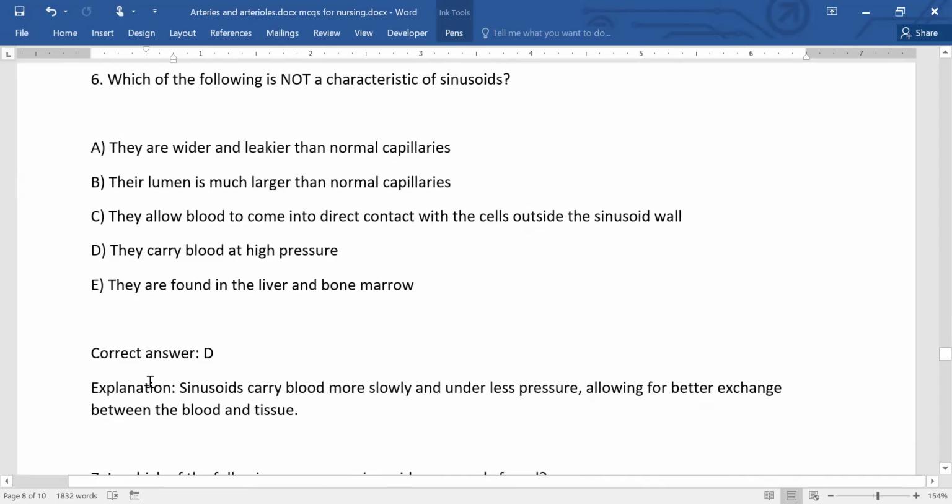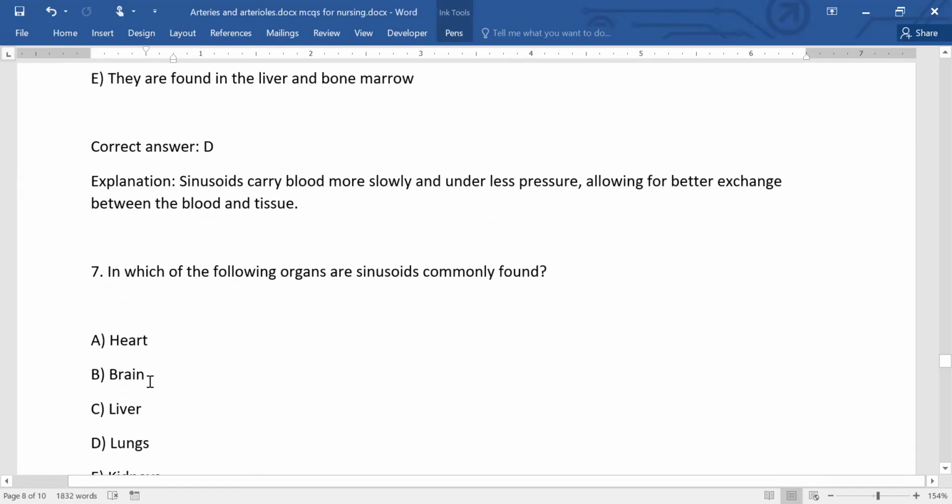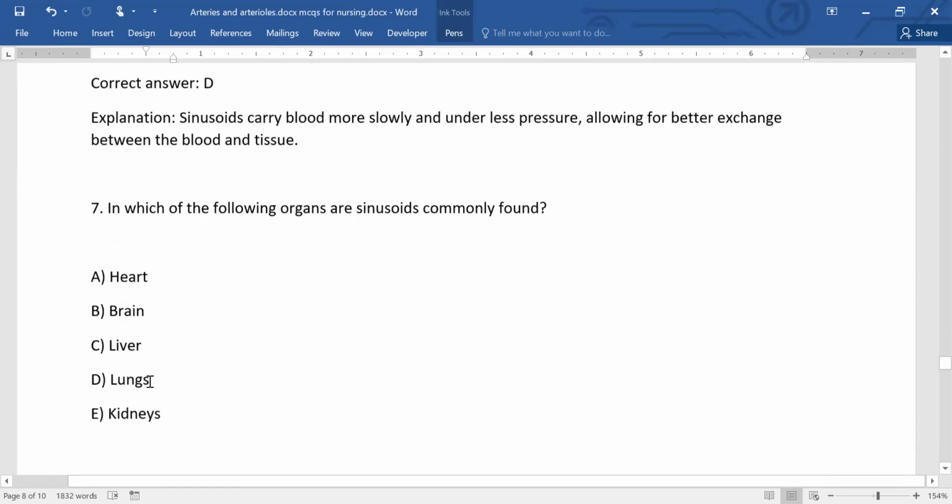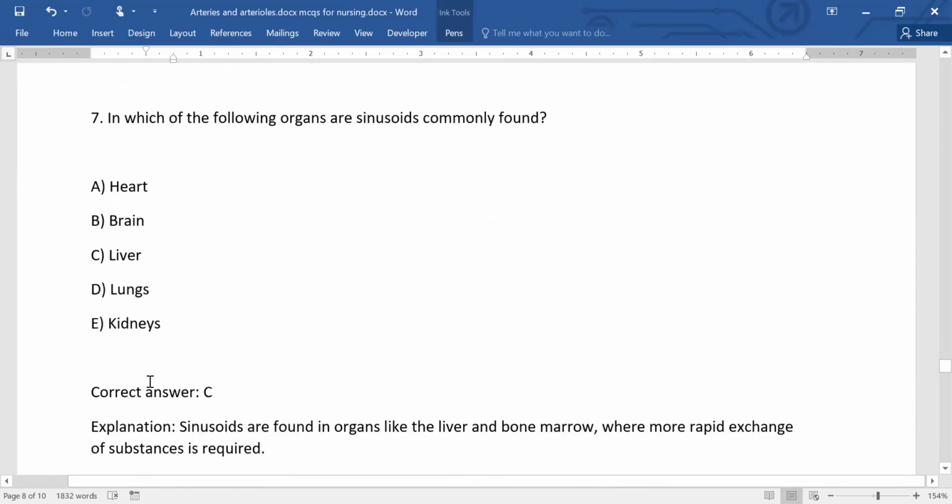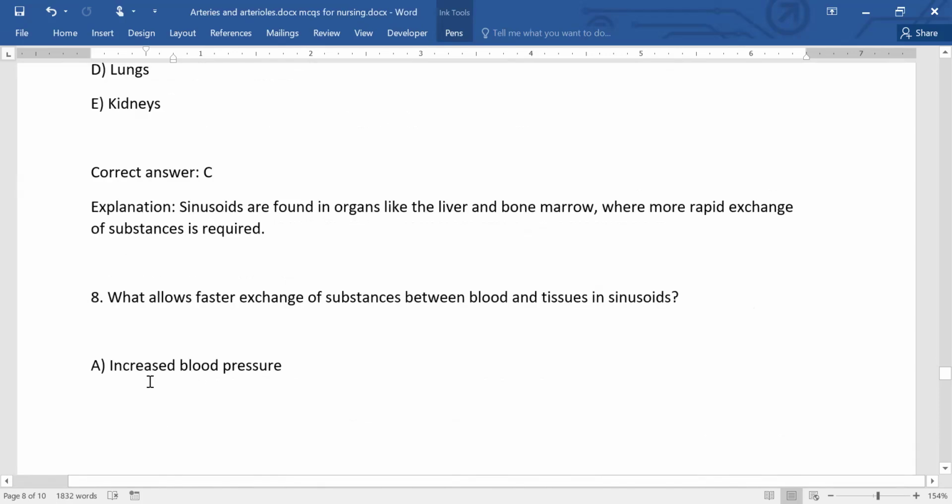So sinusoidal capillaries carry blood more slowly and under less pressure, allowing for better exchange between blood and the tissue. And of course, they are found in liver and bone marrow. So the correct answer, which is not a characteristic of a sinusoidal capillary, is that they carry blood at high pressure. In which of the following organs are sinusoids commonly found? So the correct answer is liver.